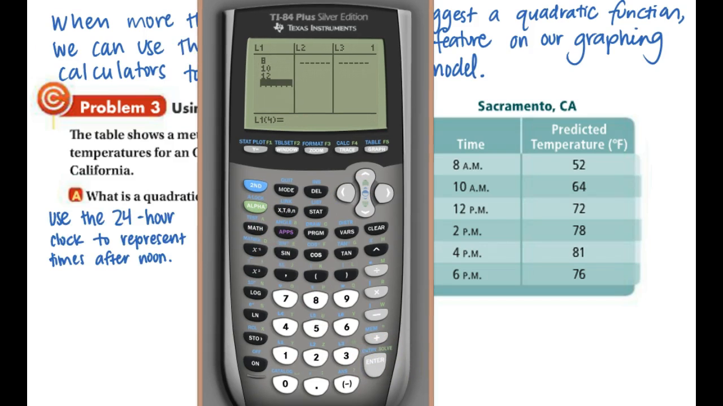For our times in the afternoon, we're actually going to be using the military time or the 24-hour clock. So after you type in 8, 10, and 12, for the rest you want to type in 14, 16, and 18. I'm not sure if you're familiar with military time, but they use this to indicate the number of hours after midnight. So this way we won't be repeating input values for AM and PM. So we have our X column identified, and now let's type in our temperatures for the Y column.